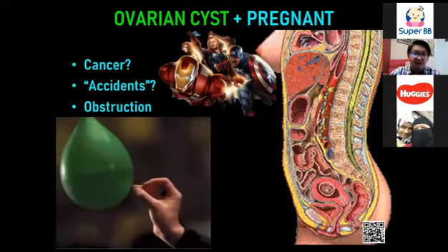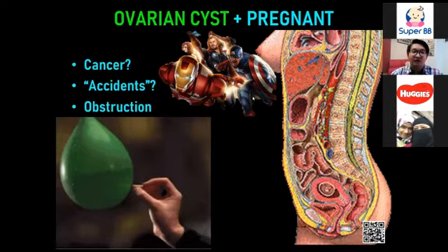Okay, I'll go further. Alright, so what happens if you have ovarian cysts in pregnancy? As you can see, there's a photo here, there's an Avenger. I did not mistakenly put a photo here. Basically, I put this photo to remind everyone that when you have a cyst during pregnancy, it won't affect your baby. Okay, it won't affect your baby.